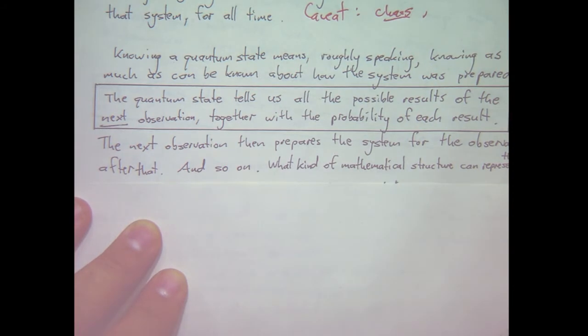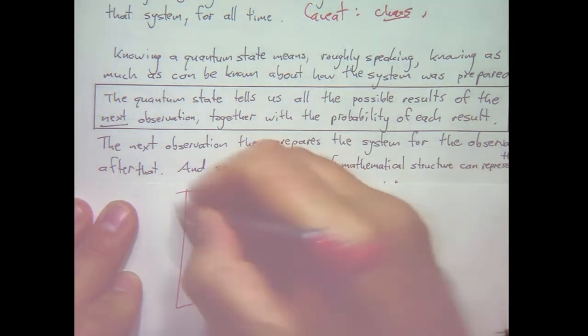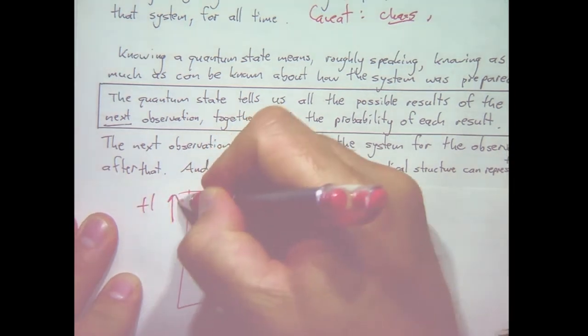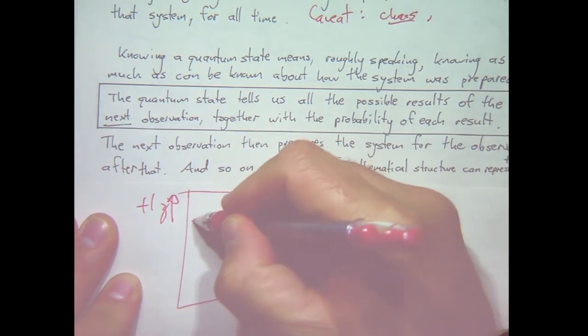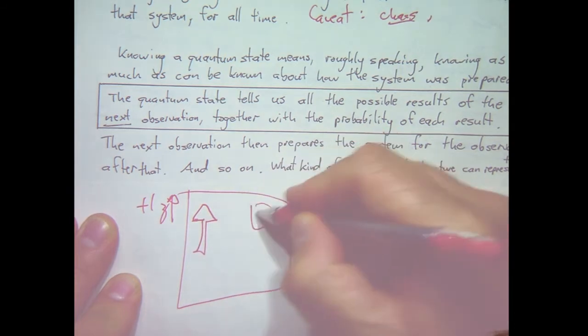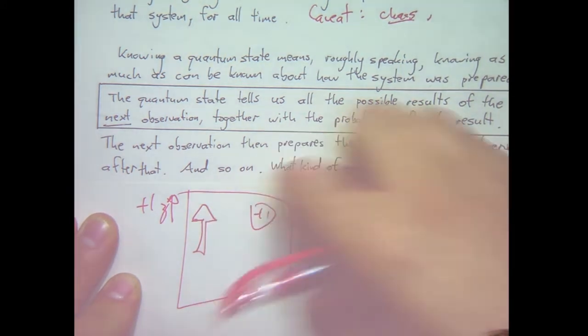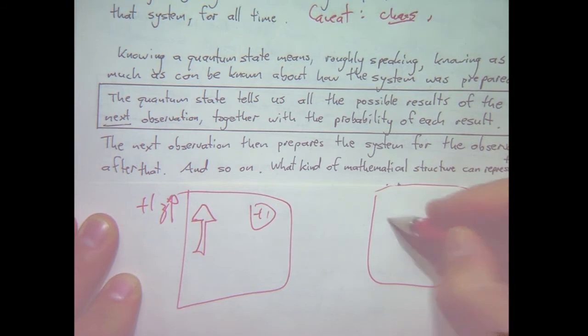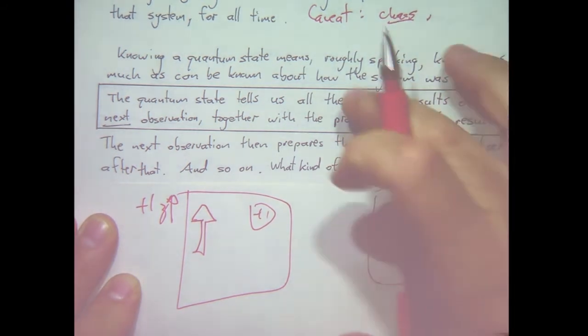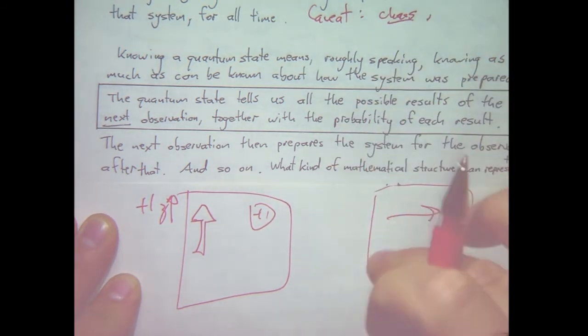Even if we just move it and come back without measuring, does it still make the measurement run the second one? So the question was, if you prepare a plus one in the z direction, and there's the axis, okay, plus one, and then you turn it sideways, and then without measuring it, you turn it back. If you haven't made a measurement, then you haven't made a disturbance. You haven't really done it.